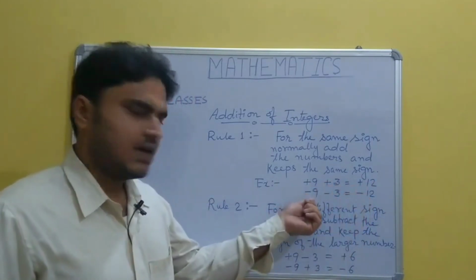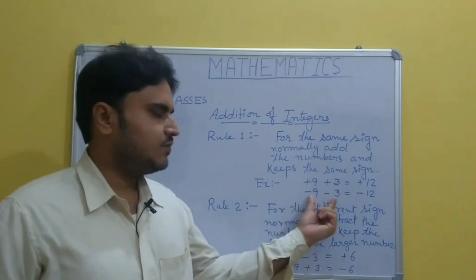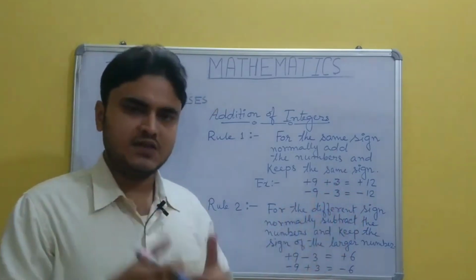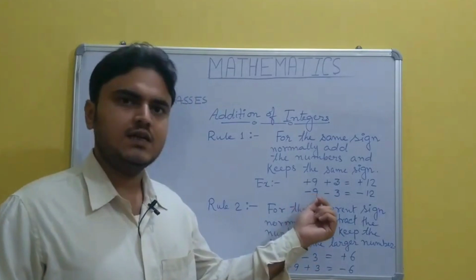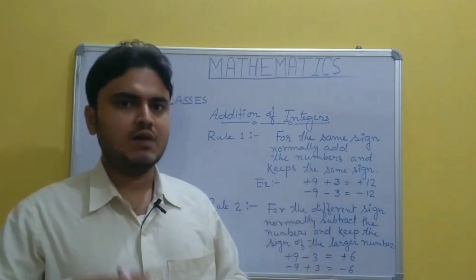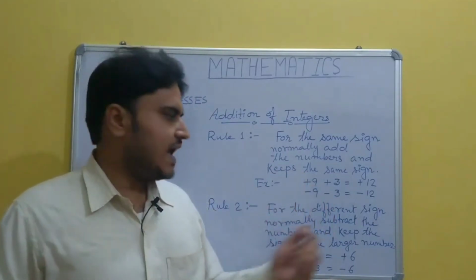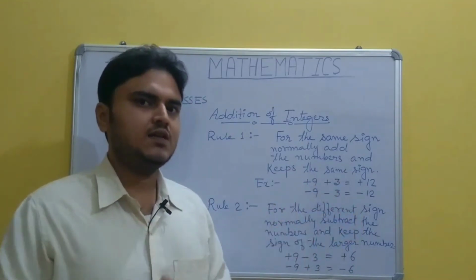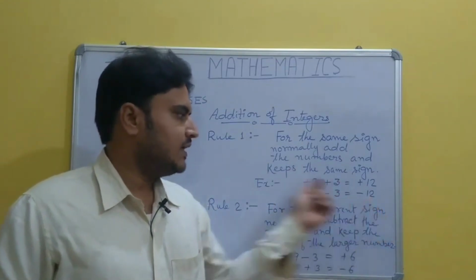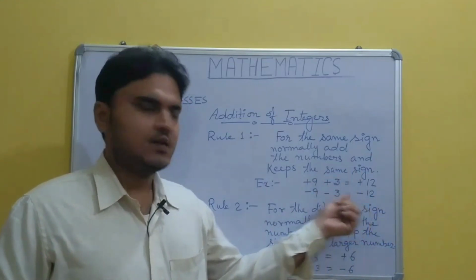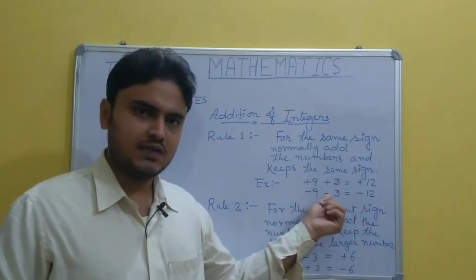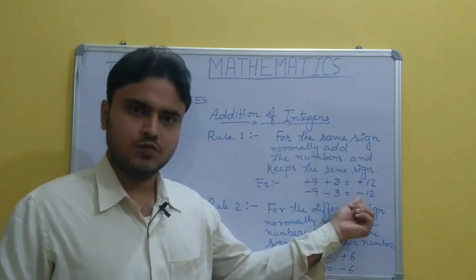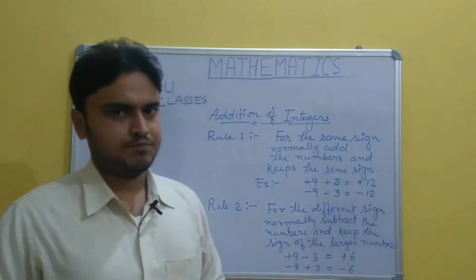For the second example, here we have the same type of integer, negative integers: minus 9 and minus 3. If we add 9 and 3 with normal addition, we get 12, and then keep the same sign, that means negative sign. Here the sign is negative, so the result will also be negative.